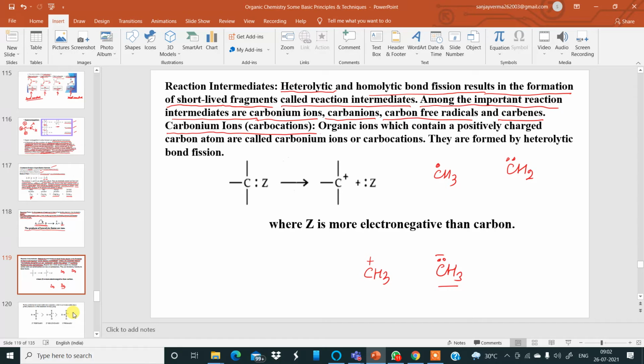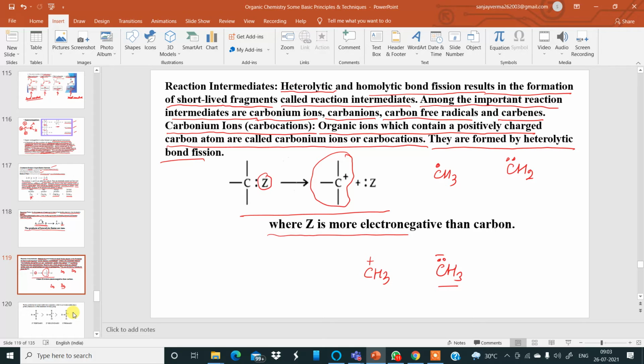Carbocations, organic ions which contain a positively charged carbon atom, are called carbonium ions or carbocations. They are formed by heterolytic fission. The example is given over here. If there is a more electronegative element over here, that will take both the electrons on it. Whatever is formed as a result of this fission is called a carbonium ion or carbocation. But for the formation of a carbocation, generally the atom which is leaving should be a more electronegative atom.